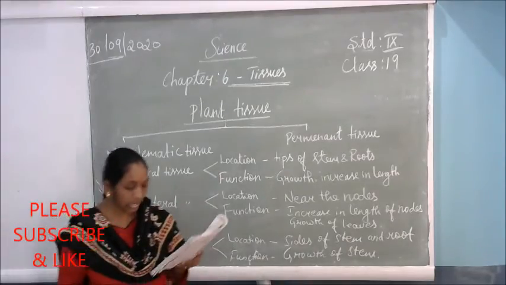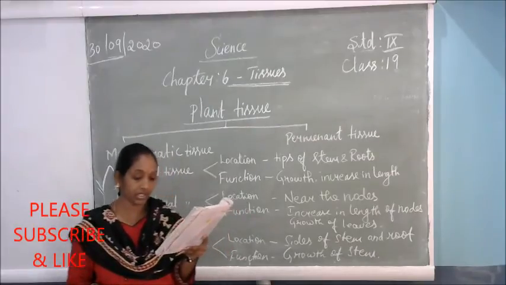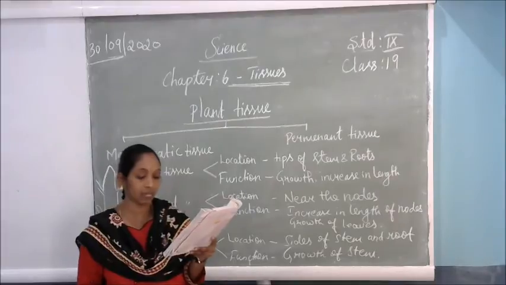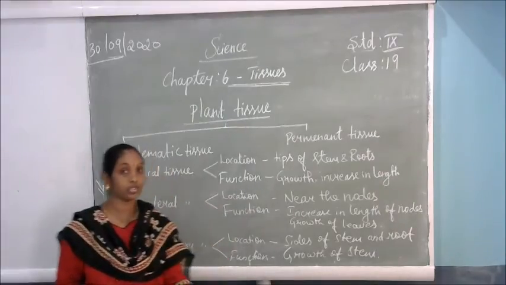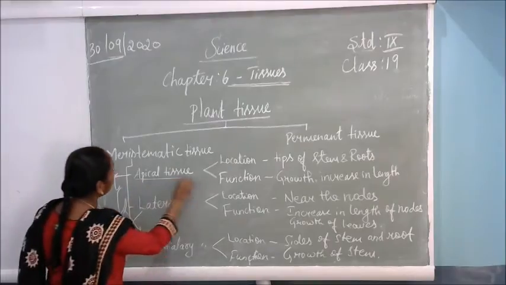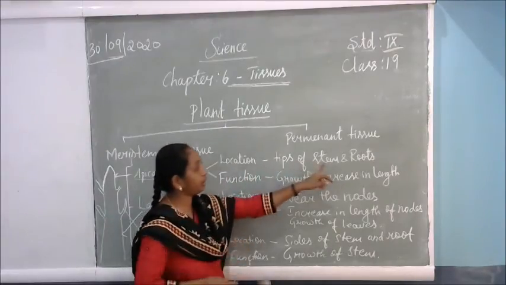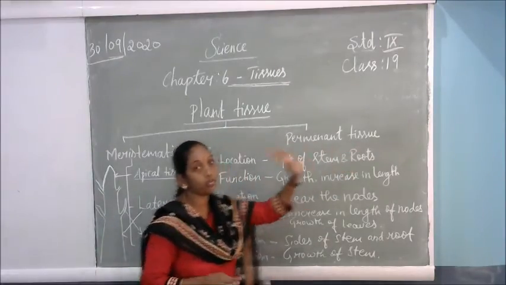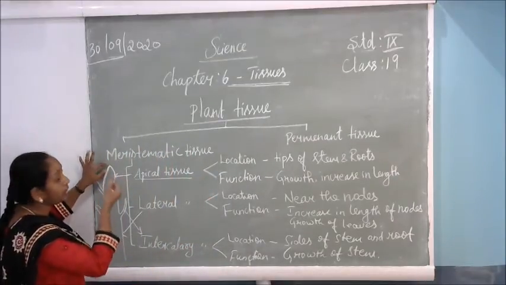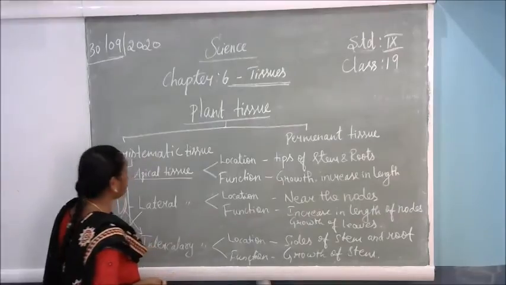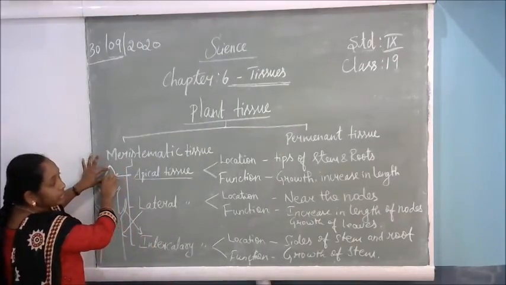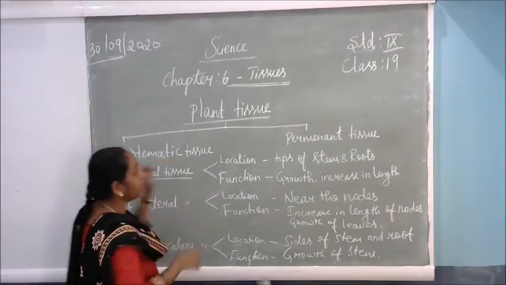Apical meristem is present at the growing tip of the stem and roots, and increases the length of the stem and the roots. Now we have to see where each of the tissues is present. Apical tissues are present at the tip of the stem and the root. Tip means wherever the stem tip is, that corner. Here the apical meristem is present, in the stem and also in the root.